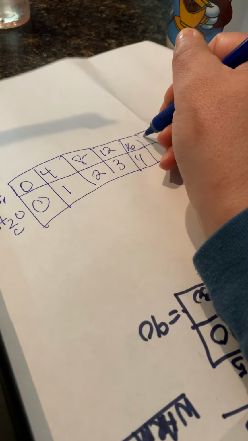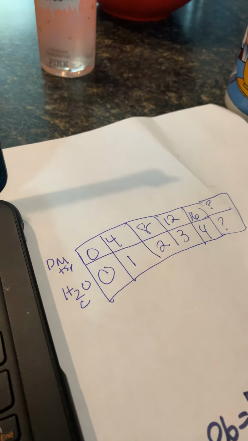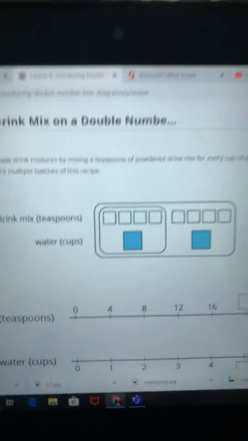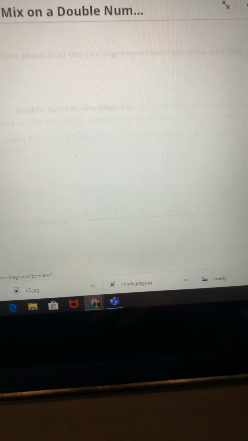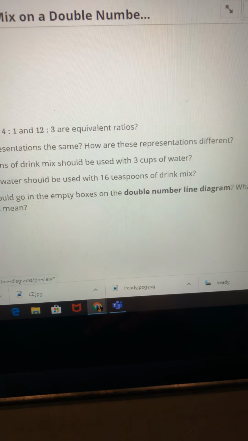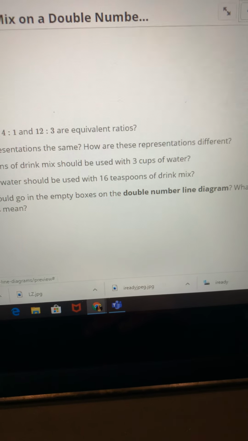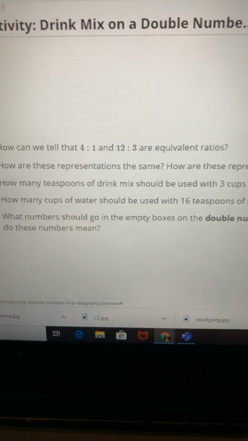And then it asks you for these last 2. This should be pretty easy. You guys have done this in this method before. So that's going to be practicing making the equivalent ratios. They ask you some questions to think about, like how can you tell that they're equivalent? These are the ones you're going to answer on the Google document.